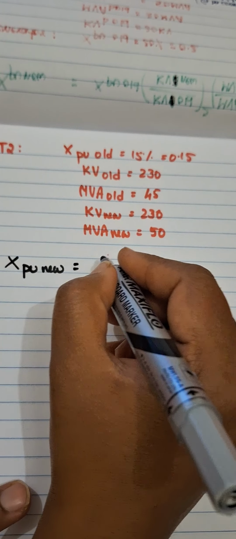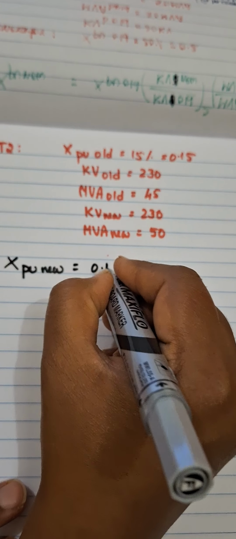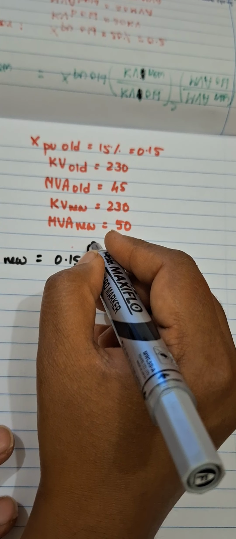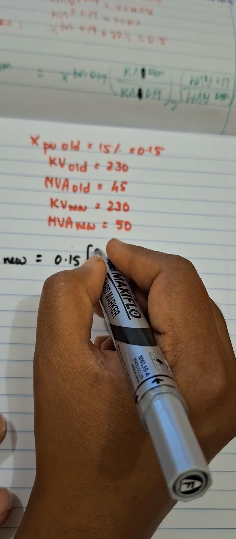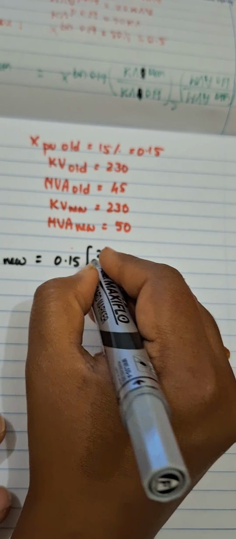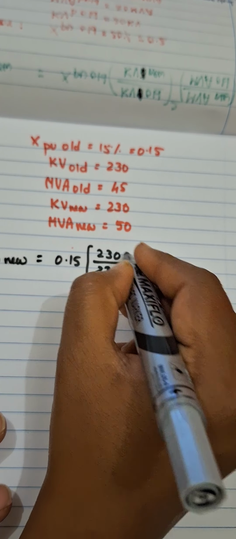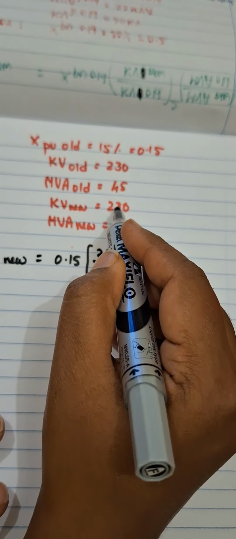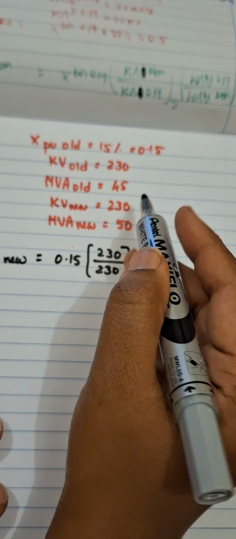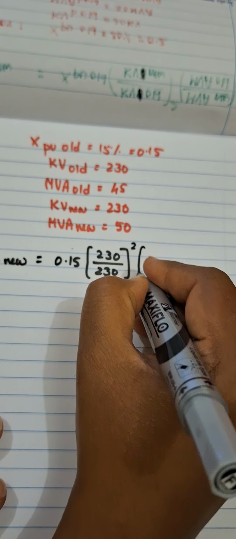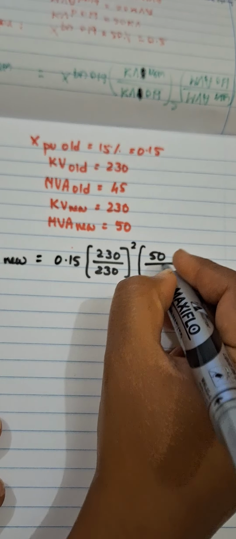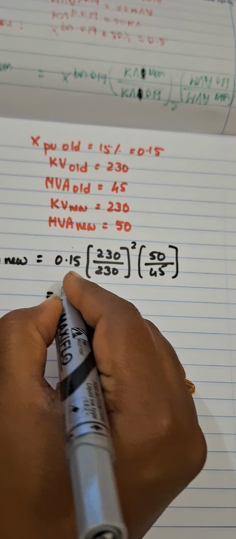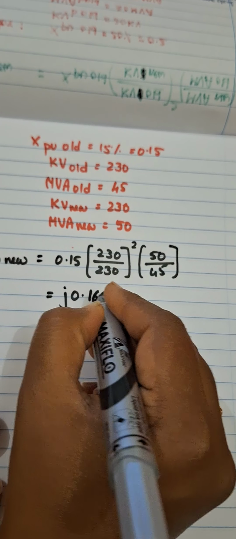Now according to our formula, we should find X per unit new. It is X per unit old 0.15 into kV old by kV new. kV old is 230, kV new is also 230. Here I am not finding any kV new change. The reason is it is connected on the higher side only, so there will be no change. MVA new is 50, MVA old is 45. If you calculate this, you will get j0.166 per unit.